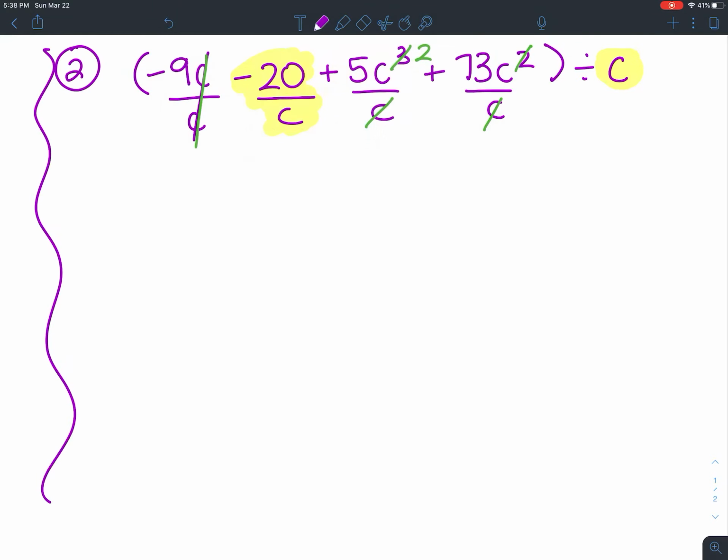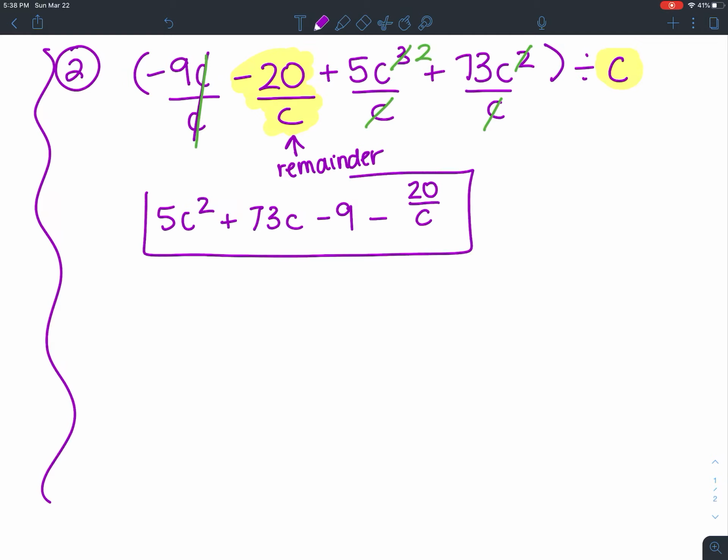So if I were to put this in highest degree, my highest degree is this 2 right here. So it would be 5c squared. And then the 73c, and then the negative 9, and then this right here is technically my remainder because the c didn't cancel. So I'm going to do minus 20 over c, and that is going to be my final answer.